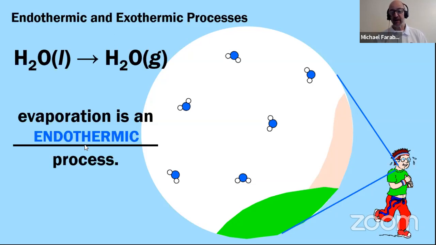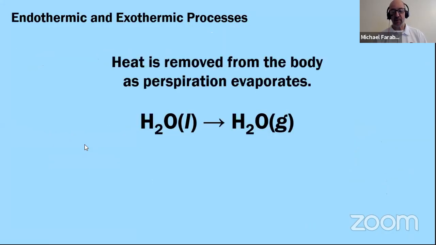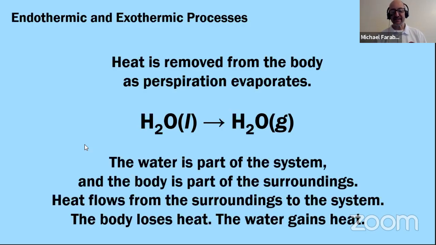Well, it is endothermic because you have to absorb energy to change the molecules of liquid to a gas by separating the intermolecular forces between the liquid. So if it's taking in energy, where is the energy coming from? Well, it's coming from the body. So heat is removed from the body as perspiration evaporates. The water is part of the system in this case. The evaporation of water involves the water molecules, and the body is part of the surroundings. So heat is flowing from the surroundings to the system. The body is losing heat and the water is gaining heat.